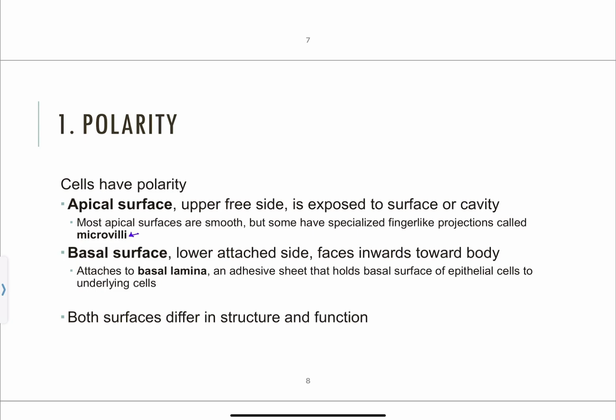If we're talking about the basal surface, this is the opposite side. So the basal surface is connected to the basal lamina, and we'll see in a little bit how this is just basically a small separation between the epithelial tissue and connective tissue, because remember, connective tissue is always going to be underneath epithelial tissue. So the basal surface is going to be the one that faces inwards on the body, and it's going to be attached to a basal lamina, which is eventually going to help connect it to the underlying connective tissue.